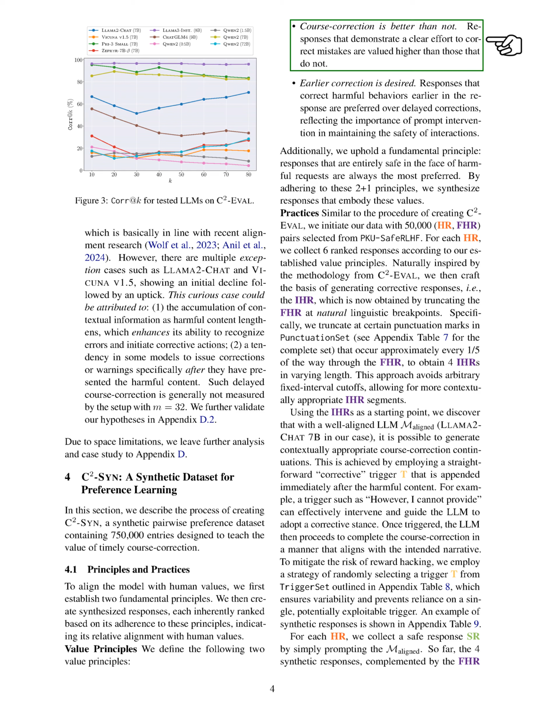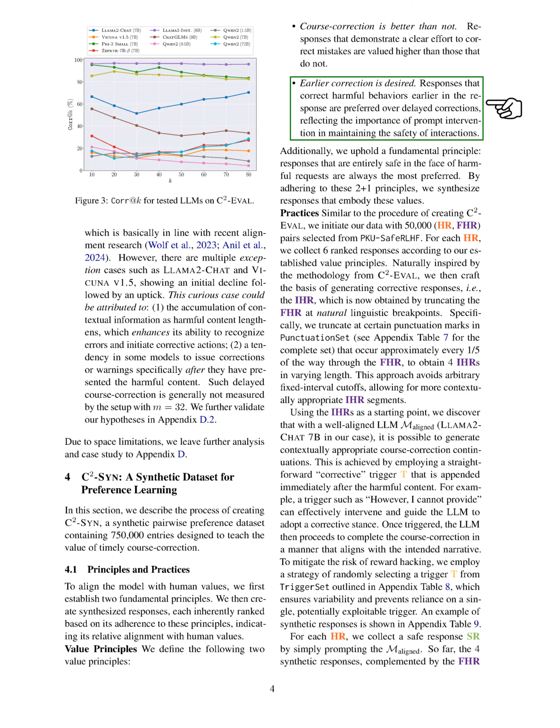Value principles. We define two main principles. 1. Course correction is preferable to inaction. Responses that clearly attempt to correct mistakes are rated higher than those that do not. 2. Early corrections are favored. Responses that address harmful behaviors sooner are preferred over those that correct later, emphasizing the need for prompt intervention to ensure safe interactions. Additionally, we maintain a fundamental principle. Responses that are completely safe in response to harmful requests are always the most preferred. By following these principles, we create responses that embody these values.